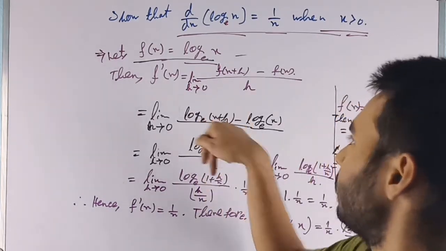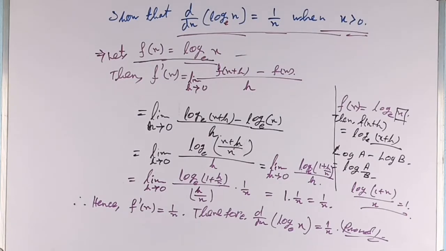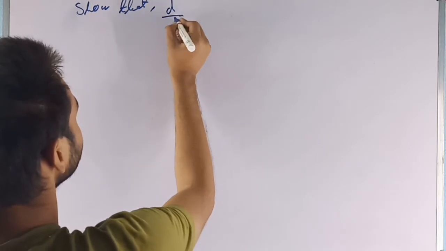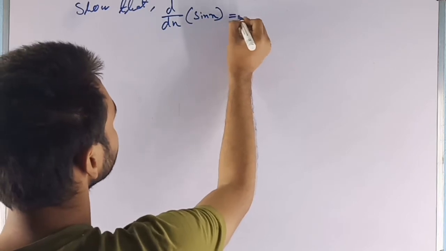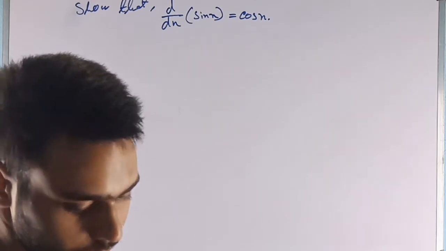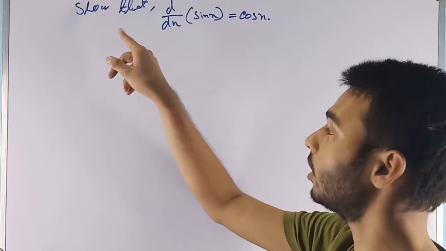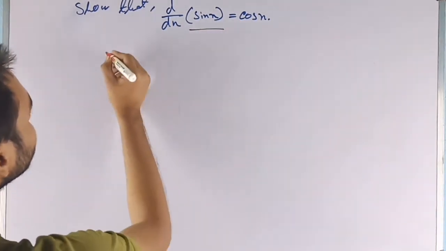I will give you another mathematics problem. The second question is that d by dx of sin x equals cos x. Now, dy/dx of sin x equals cos x.